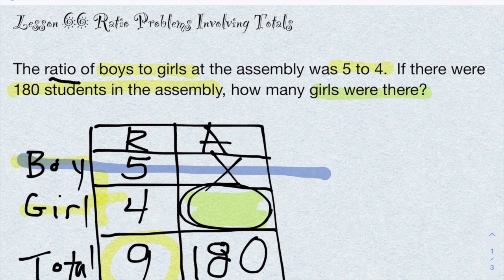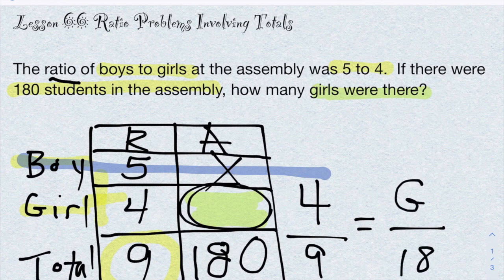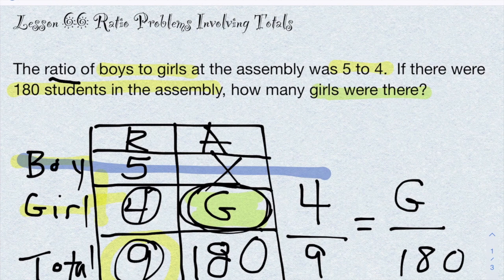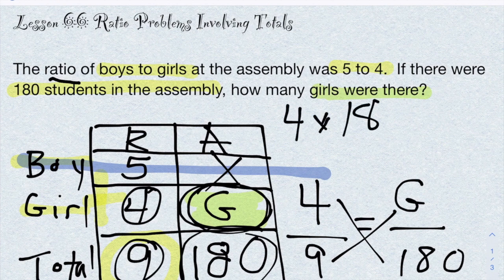I'm going to look at the girls to total, the girl and the total. Do you see a set of fractions we could do? 4/9 to something, G, is 180. Do you see how I got the fraction? Here's my 4/9, my unknown number, we're going to put G here, and my 180. So now I have my fractions, and if you remember from fractions, I can cross multiply. I'm going to put this up here because I ran out of room. 4 times 180 equals 9G.